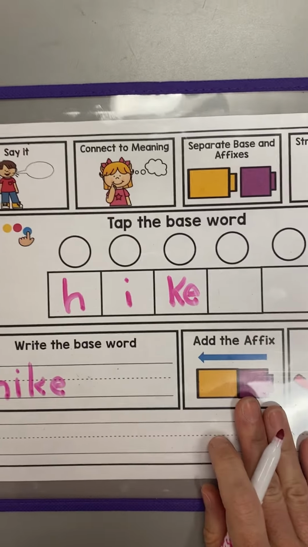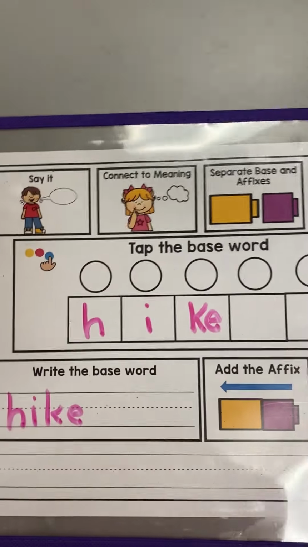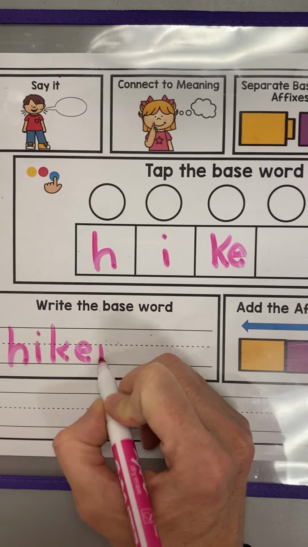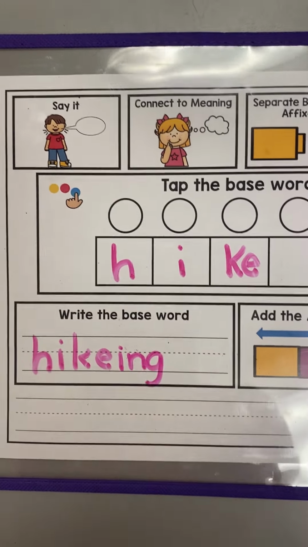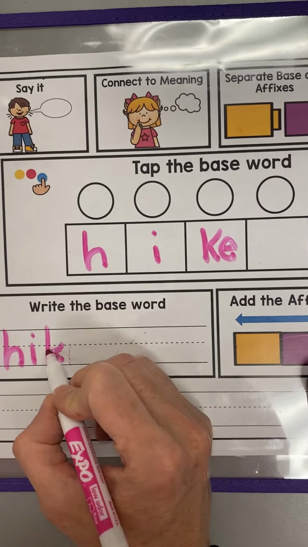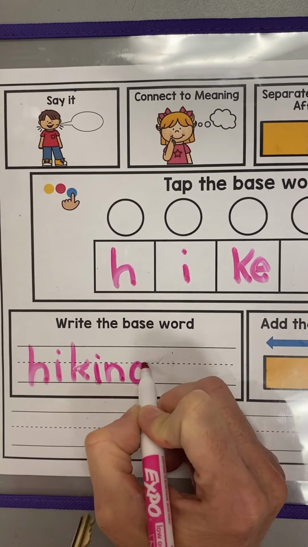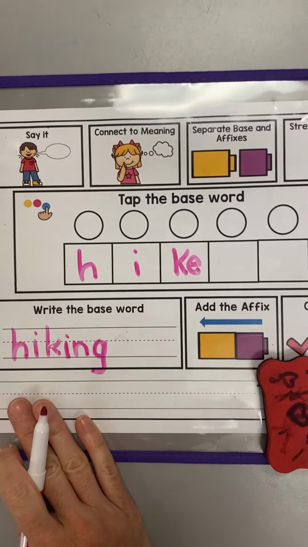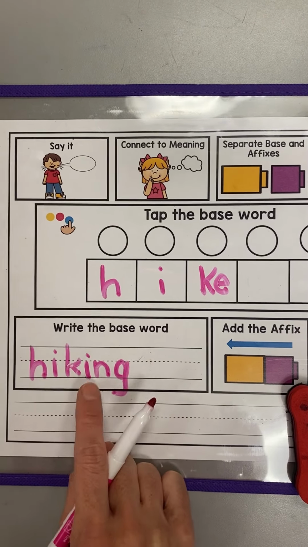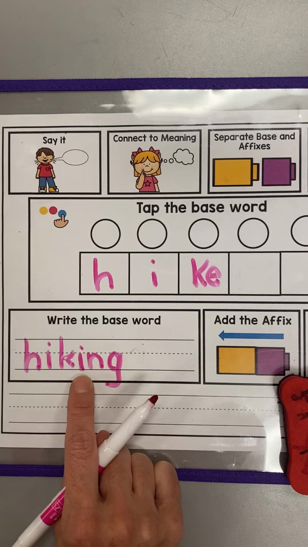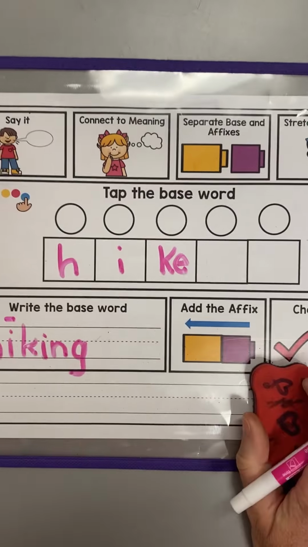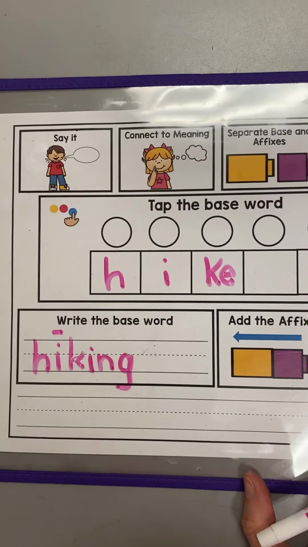So now I need to add the affix on. We'll make it hiking. Then we're going to remember that we don't just add ing. We're going to drop the E, so in this case we can erase it, and add ing. And there's our word, hiking. And you can even talk about how there's one consonant between the vowel and the suffix, so that will remind you that that's going to be a long vowel. You can even label the vowel.